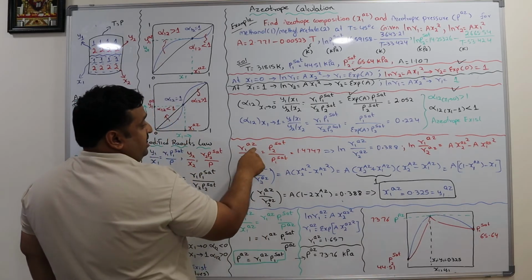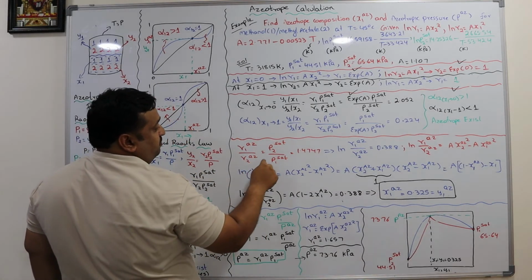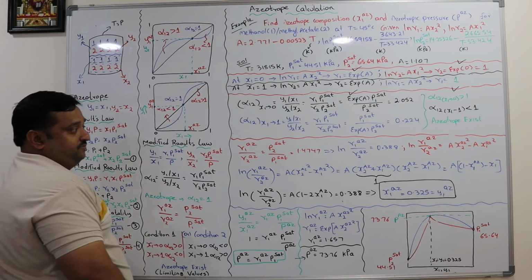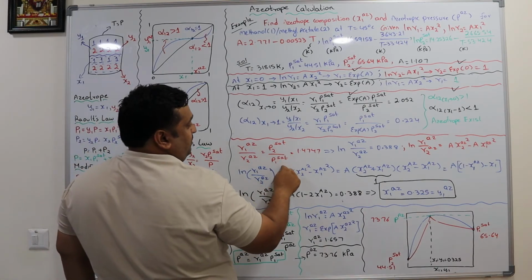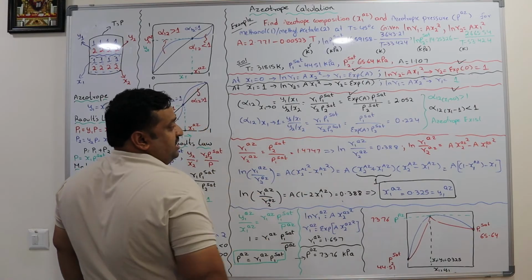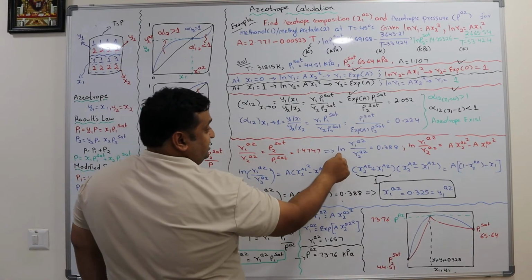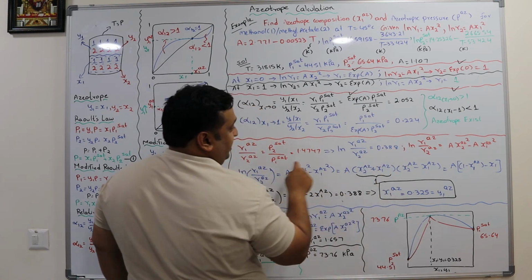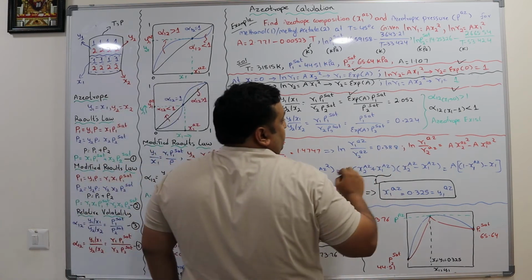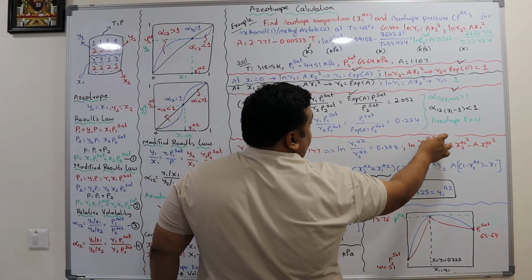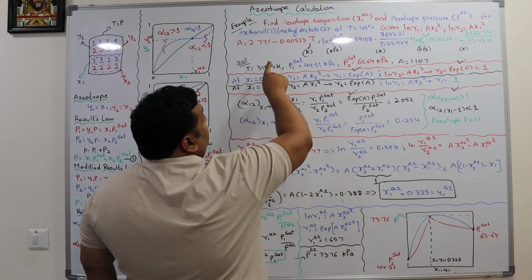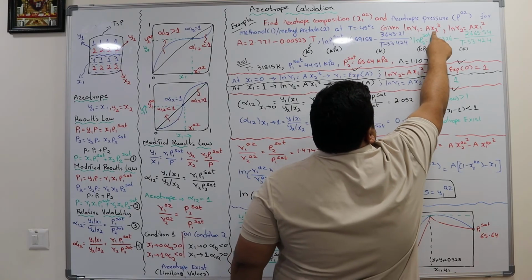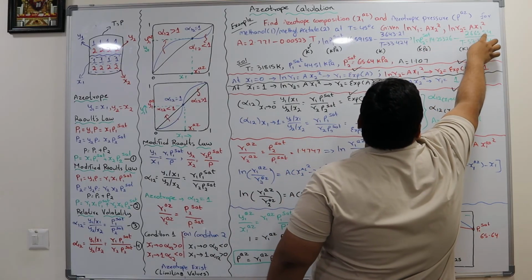So ln(gamma 1 azeotrope / gamma 2 azeotrope) means P2 sat by P1 sat, which has come from this particular term. I know P2 sat by P1 sat is 1.4747. So ln(gamma 1 azeotrope / gamma 2 azeotrope) is 0.388. I know this because if ln gamma 1 is equal to A x2 square, ln gamma 2 is equal to A x1 square.